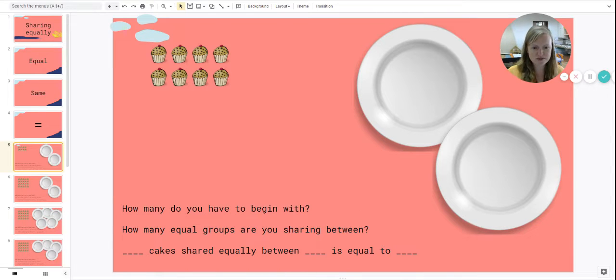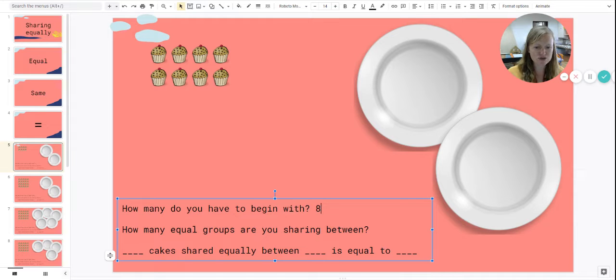How many do we have to begin with? How many cupcakes do we have? How would we figure that out, I wonder? Maybe you already know by just looking. You're good at subitizing, which means seeing a pattern and being able to put a number to it. Well, we have some strategies. We could count in twos together, couldn't we? 2, 4, 6, 8. So we have 8 cupcakes to begin with.